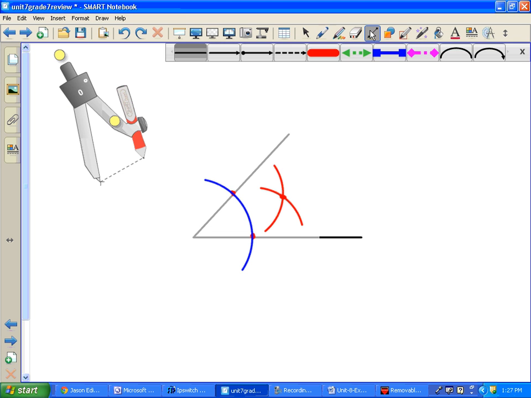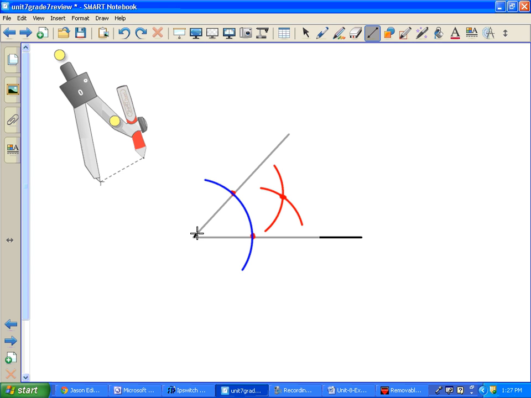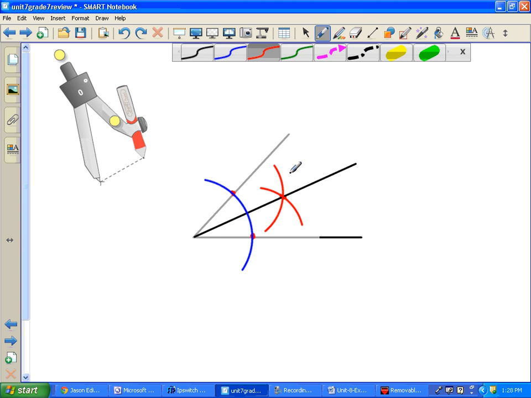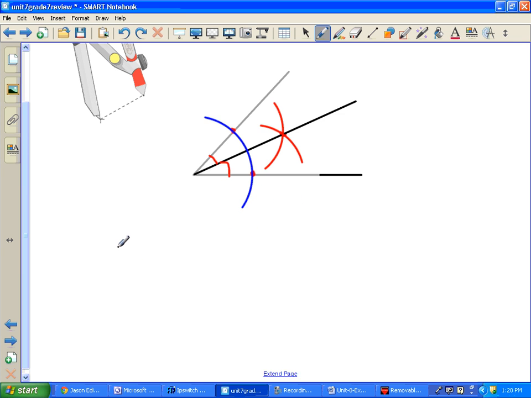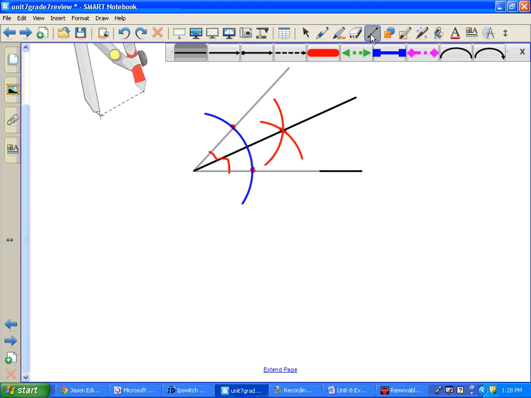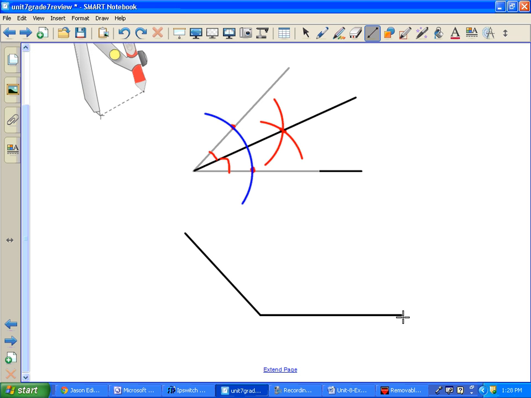So all I got to do to bisect that angle now is draw a line straight from the vertex again, or the corner of my angle, going straight through that one there like that, and there. You'll notice now this angle here is the same as this angle over here. And I could measure them in order to find out for sure. Okay? So it's fairly easy steps in order to bisect any angle. So I can do it with an angle like this if I'd like.